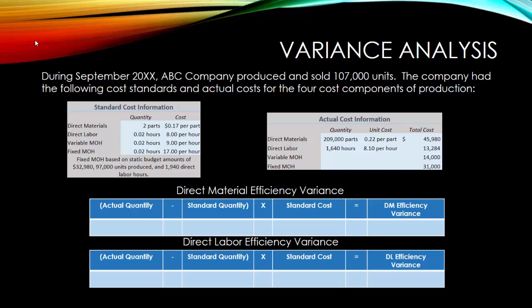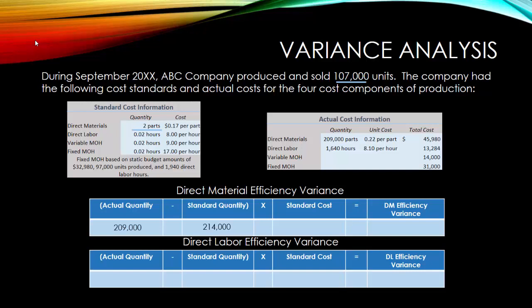And the formula for this is actual quantity minus standard quantity times standard cost. So for direct materials efficiency variance, the actual quantity of materials that we used was those 209,000 parts found in our actual information. Well, how much did we budget for when we made out our budget? We budgeted that each unit was going to take 2 parts. And since we produced and sold 107,000 of them, 107,000 times 2 means we should have used 214,000 parts. So we actually used 5,000 fewer parts during the period than we'd planned on.